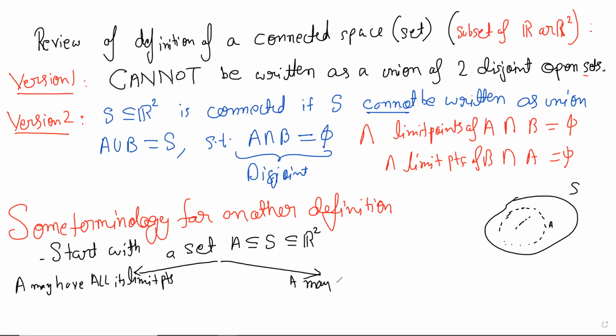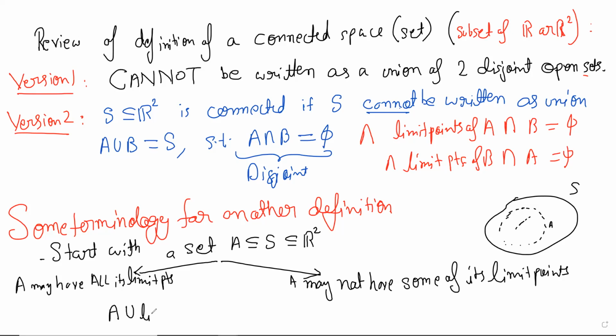A may not have all its limit points, may not have some of its limit points. Let's just say it like that. So what we try to do is we take A and we add to it the limit points of A.